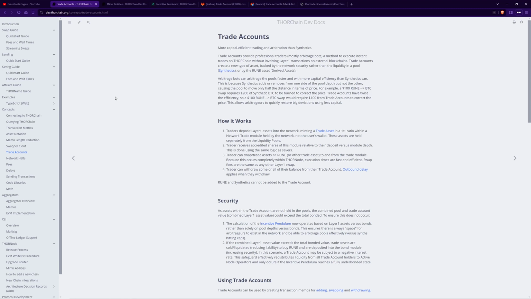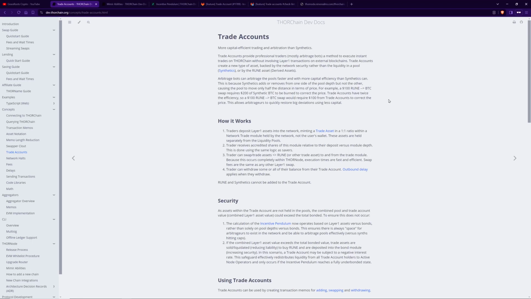Trade accounts, this new feature, what is it? Trade accounts will effectively enable, as it says here, more capital efficient trading and arbitration than synthetics. So it's designed to replace synthetics for what professional traders and arbs do and be better at it. It's more capital efficient. You don't need as much capital to rebalance the pools and you'll save money on transaction fees. As it goes through here, arbots can arbitrage the pools faster with more capital efficiency than using synthetics.